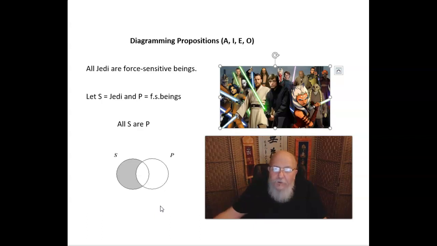So if we look at the two circles, we have the class of S and the class of P. And what this diagram shows us is there's not any S's outside of the P circle. We black everything out, and we're saying there's not an S outside the P circle. So all S are P.